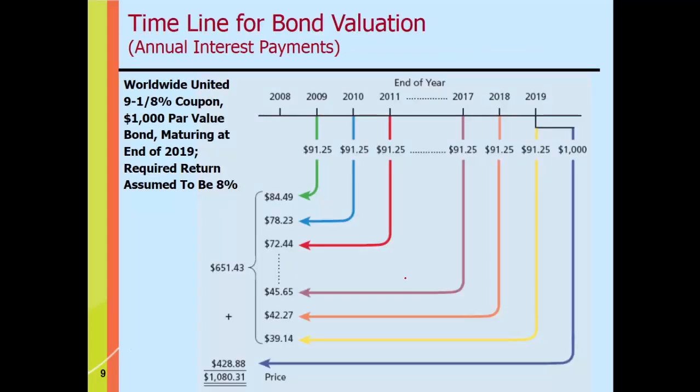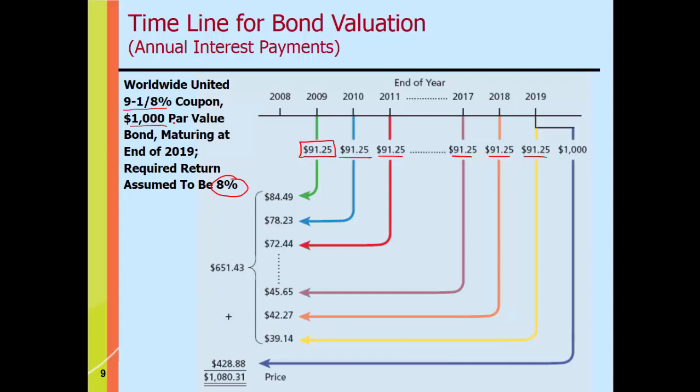So here's an example, kind of a graphic example. We have a fictional company, Worldwide United, paying a 9 1/8% coupon on $1,000. So that would be an interest payment of $91.25. And notice that occurs every year from 2009 when it was issued till 2019 when it matures. Now, our required return is 8%.